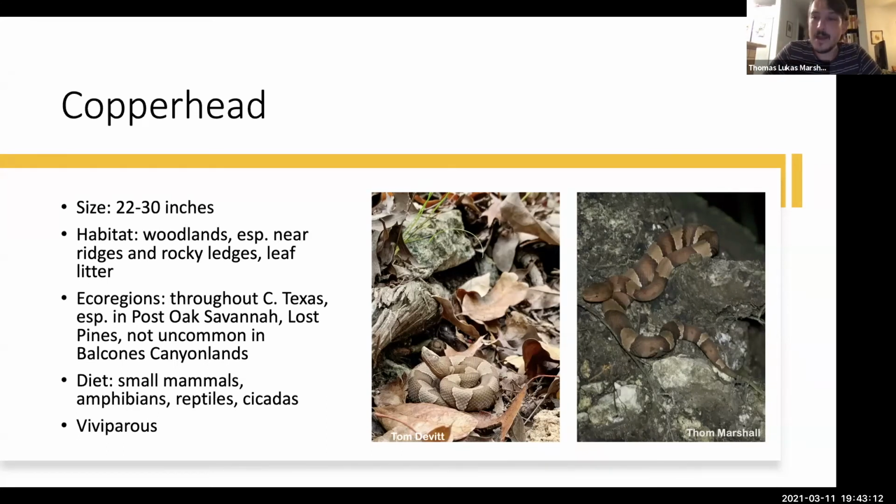They eat small mammals and amphibians, sometimes other reptiles. And one prey item that's interesting that they really enjoy are cicadas. So in certain places, you can potentially see copperheads congregating in large numbers as cicadas emerge from the ground in the summer. This is something that they like at that time of year.